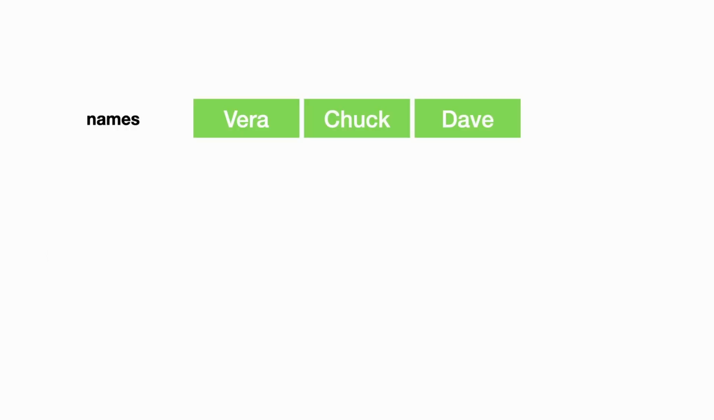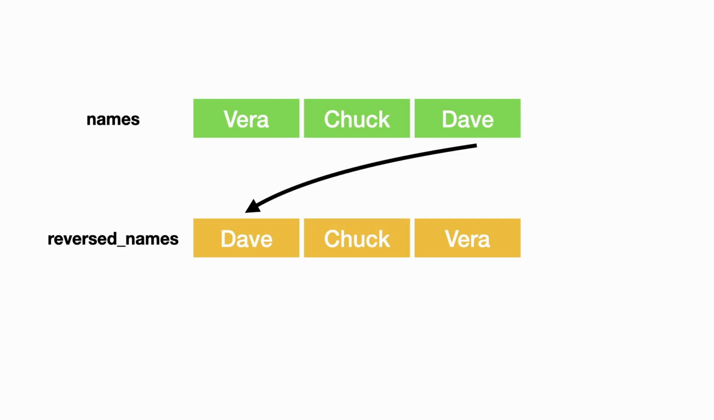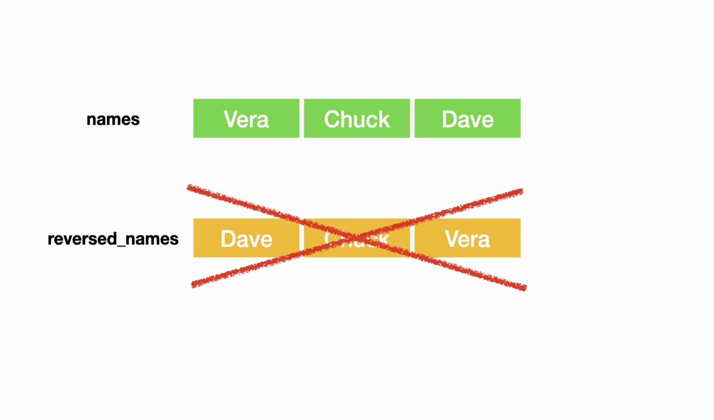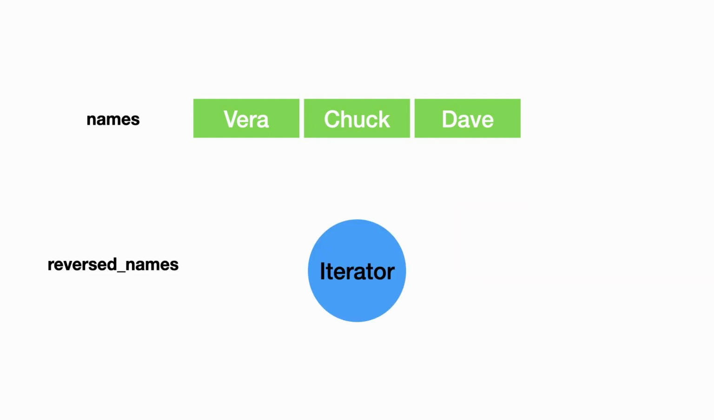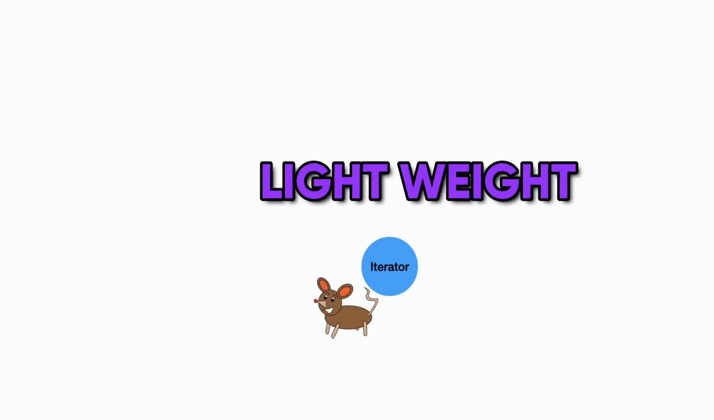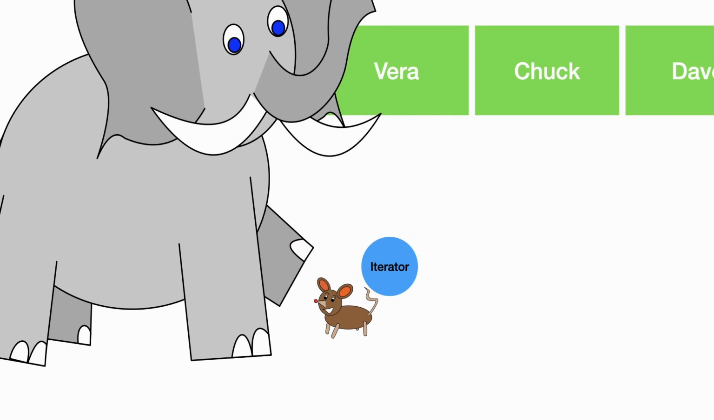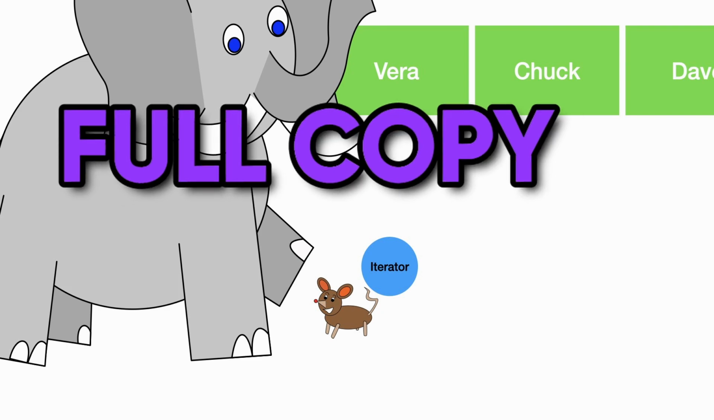You might have expected that Python created a new list where the order of the elements is reversed, but that is not what happened. Instead, an iterator object is created with a reference to the original list. The iterator iterates the original list in the reverse direction. The iterator is a lightweight object and prevents the need for a full copy of the original list.